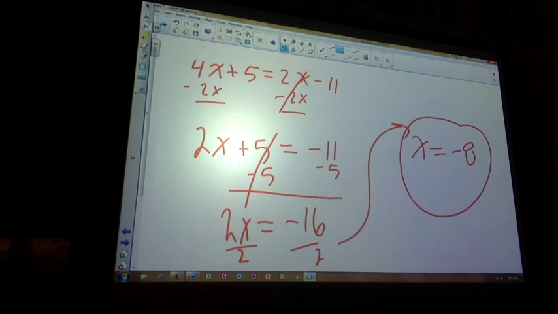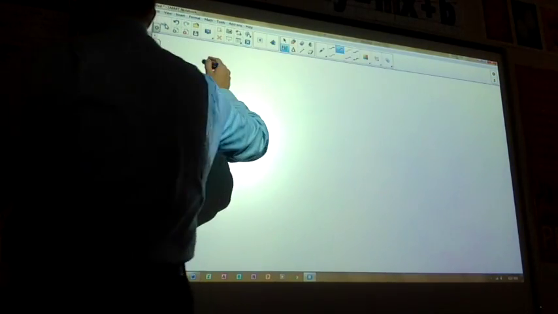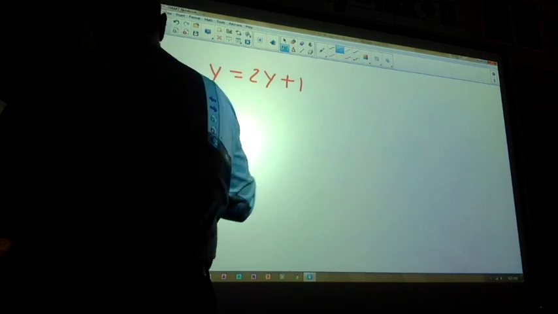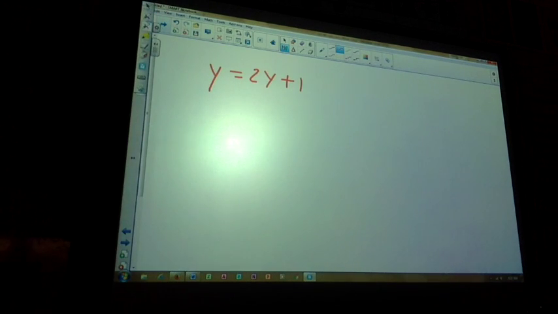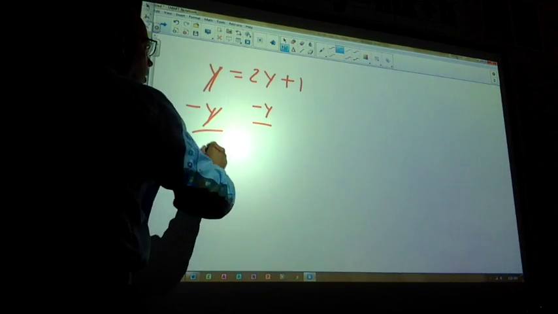Can I move to the second one? Yeah. Got it. Second one looks like this. Uh-oh. I got y on either side. What should I do? Subtract minus 1y. Minus 1y? Okay.